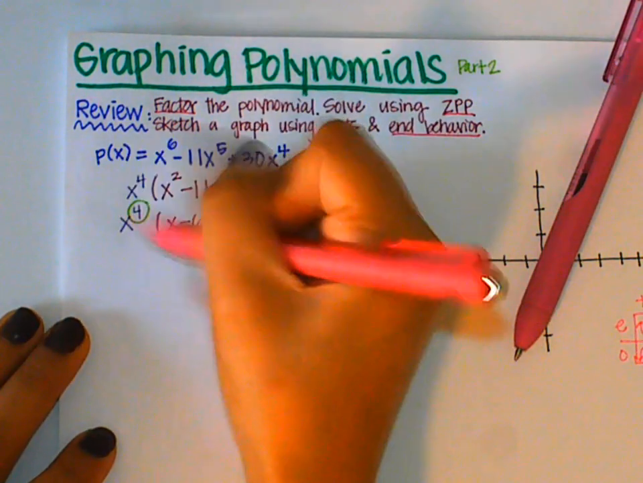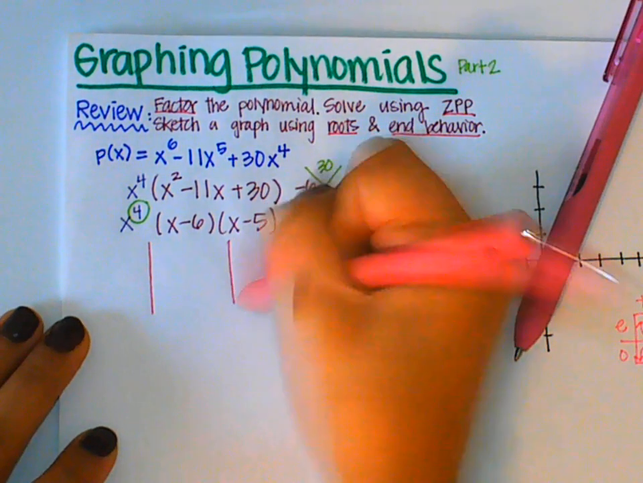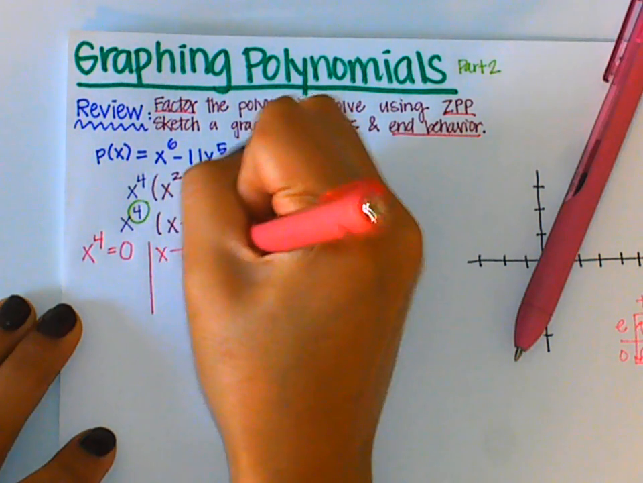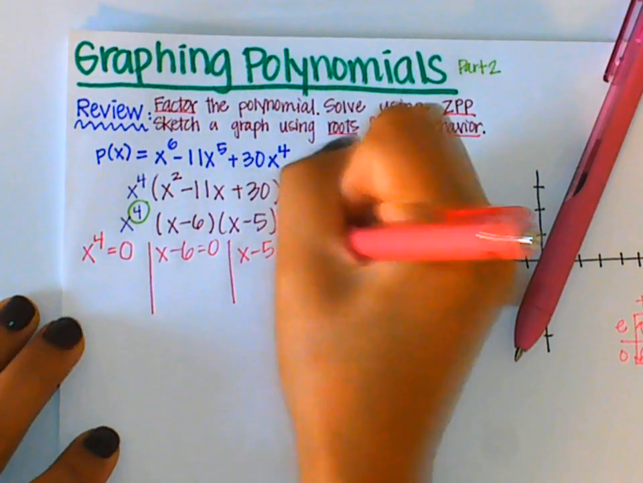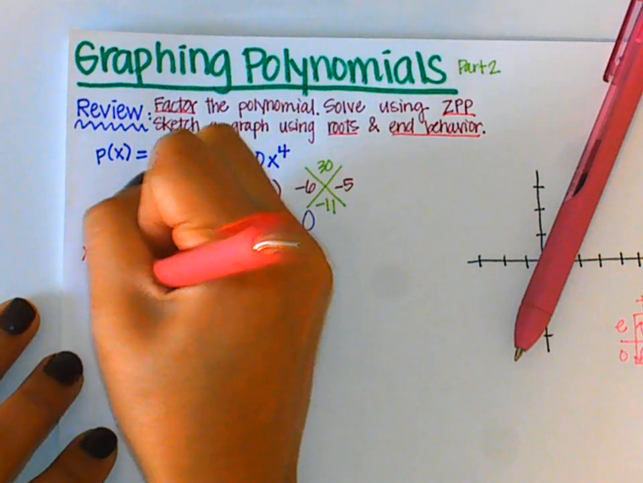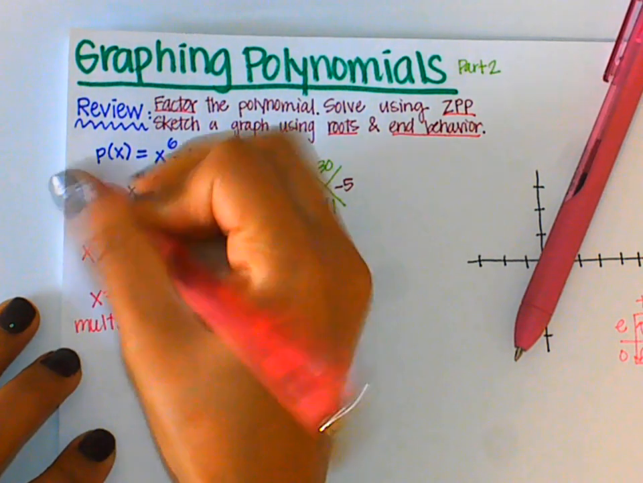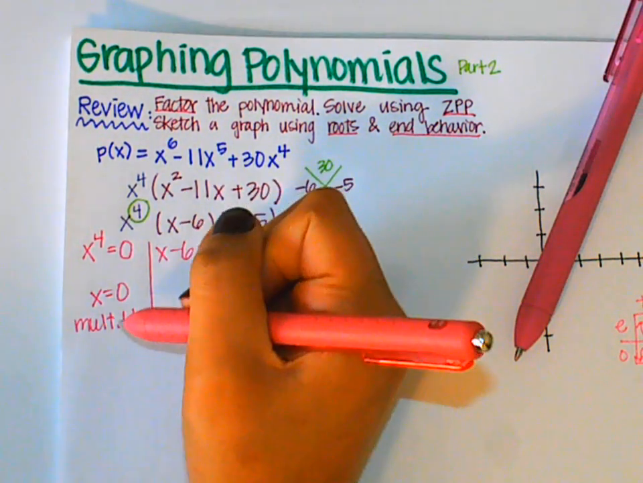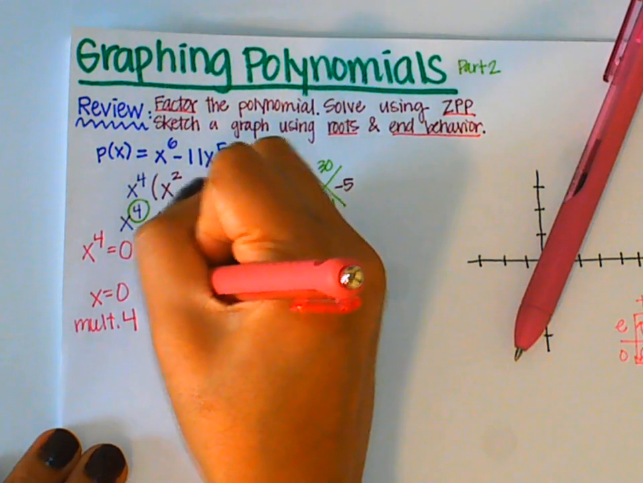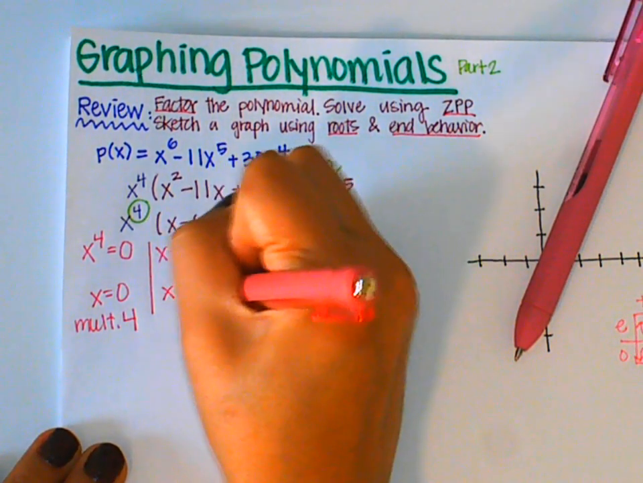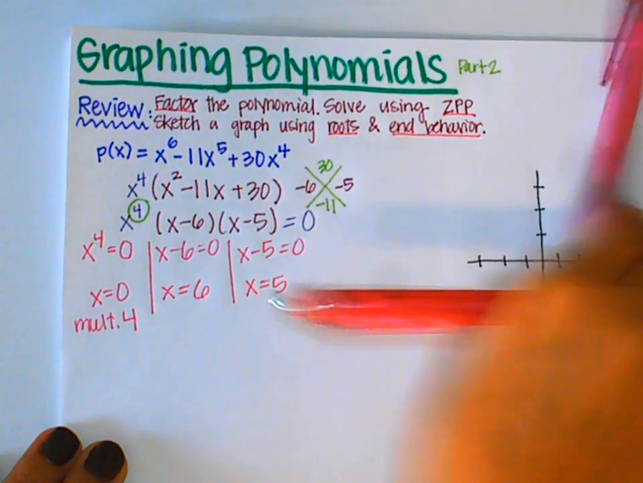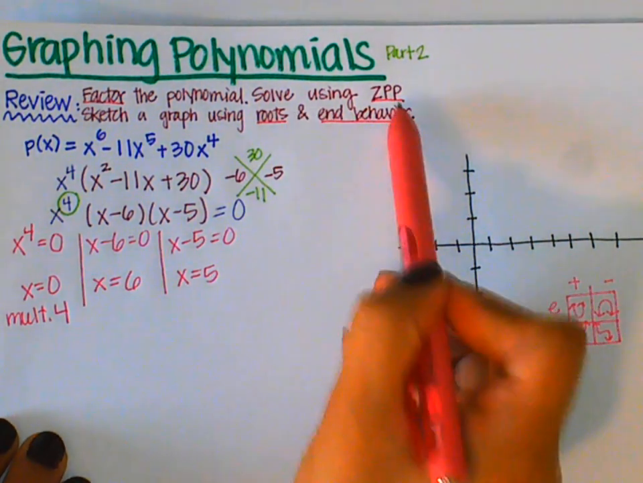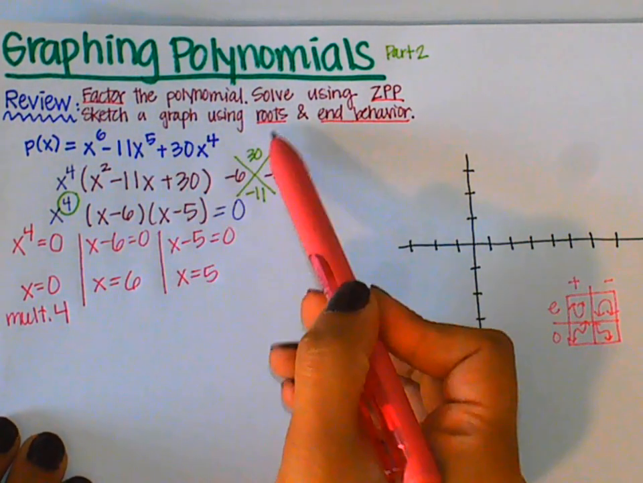So I'm going to go ahead and zero product property this. So x to the power of 4 is equal to 0. X minus 6 is equal to 0. X minus 5 is equal to 0. X is equal to 0 multiplicity to the exponent, which is 4, meaning that at that point, I'm going to have a shape of a parabola. Here I have x is equal to 6, and here I have x is equal to 5. So if I were to take those roots over, so I factored here, I solved using my zero product property here. Now I'm going to sketch using my roots.